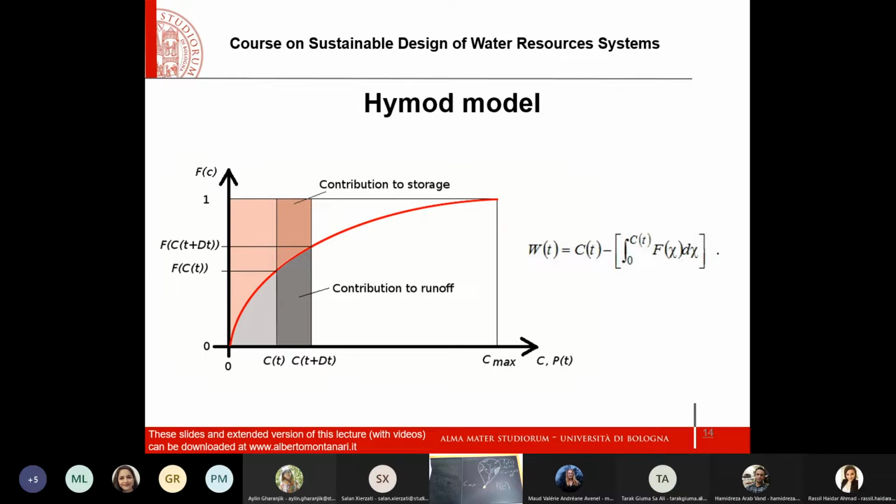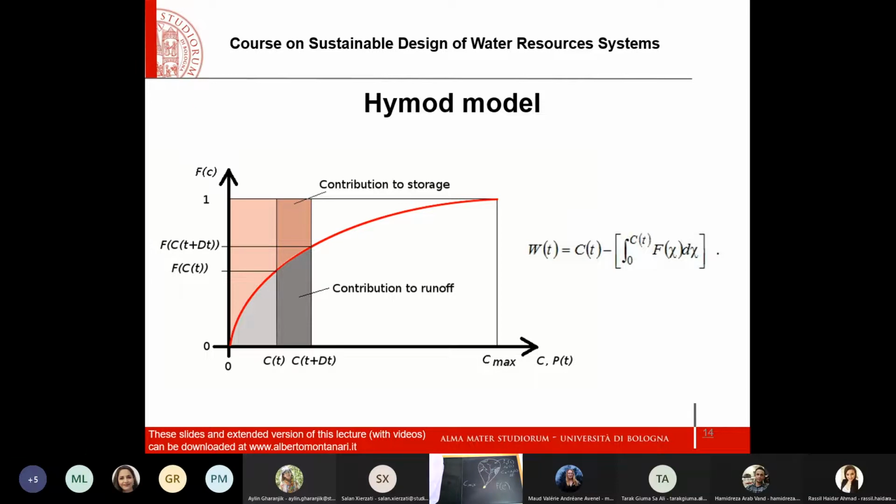And of course, this gives you the cumulative runoff: the integral, the area below the curve, gives you the cumulative runoff. Usually, we are interested in the river flow at each time step, so actually we are not interested in the cumulative runoff. If you want to know the river flow at each time step, we just have to take the difference between the integral at time t and the integral at time t plus delta t.